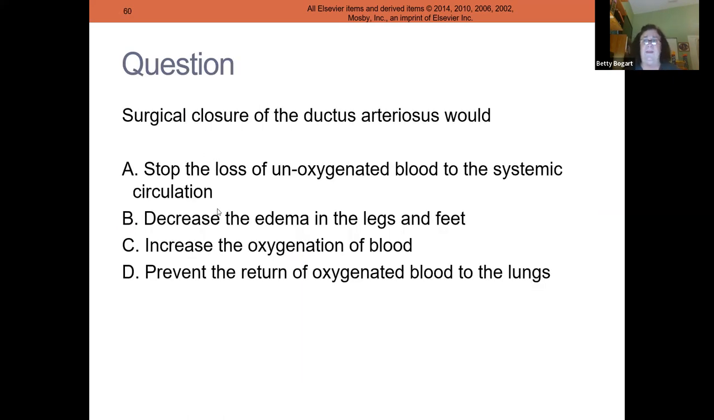So let's talk about that ductus arteriosus. Remember, the PDA connects what? The pulmonary artery to the aorta. So if we did a surgical closure of a PDA, that means we've clipped it, okay? What would you see? What does that do?